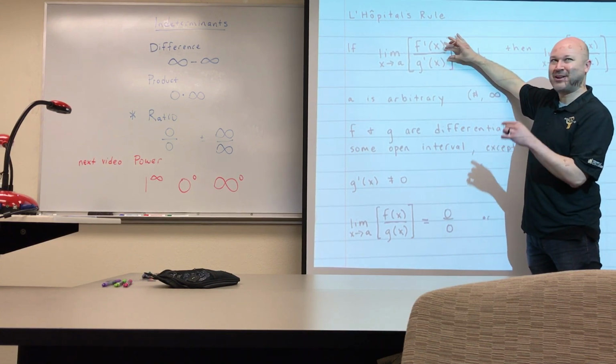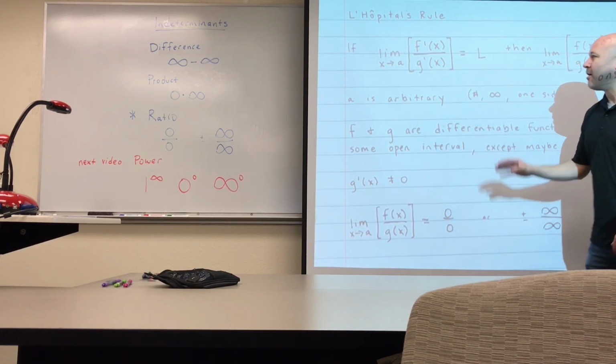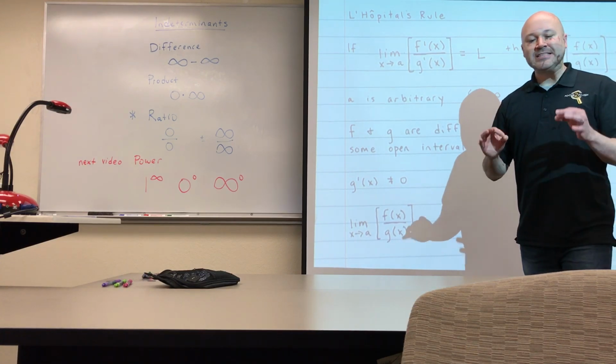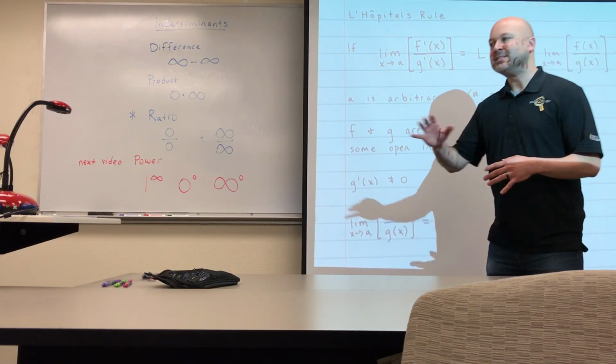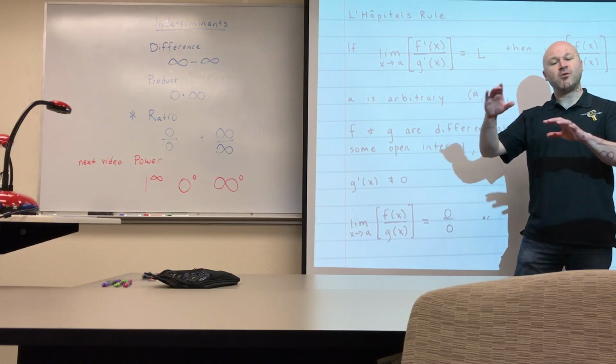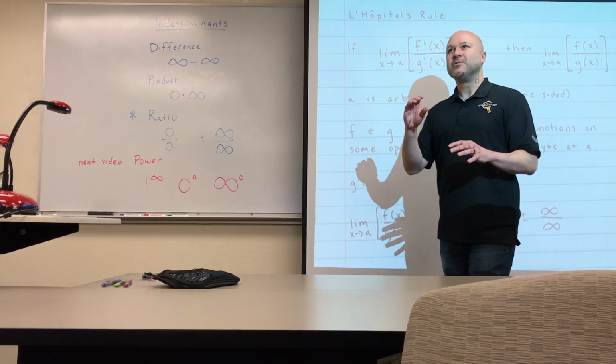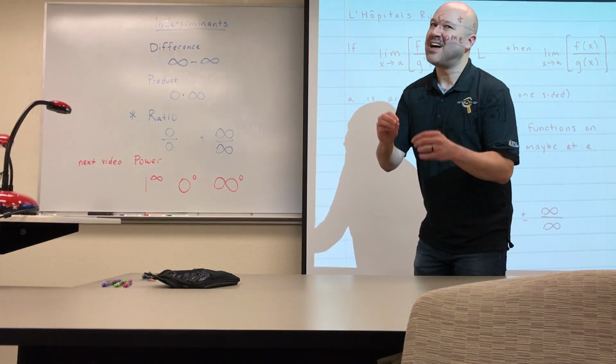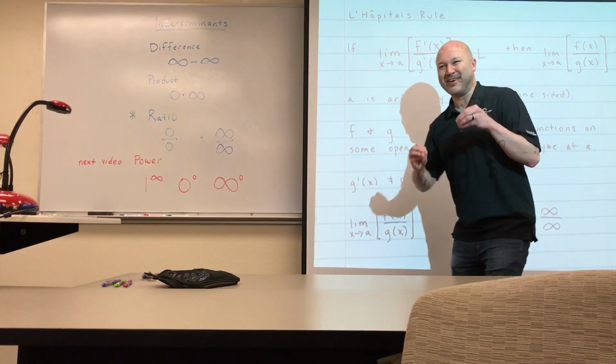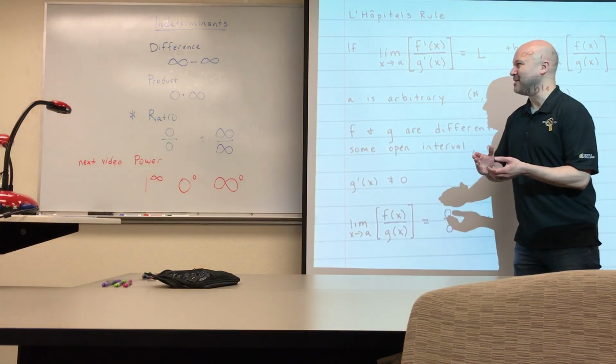So the limit of the function will be equal to the limit of the numerator's derivative divided by the denominator's derivative. Now, L'Hopital's rule is very specific, and in today's lecture I may gloss over that, but it's got a lot of specificities. It's hard to meet the requirements.